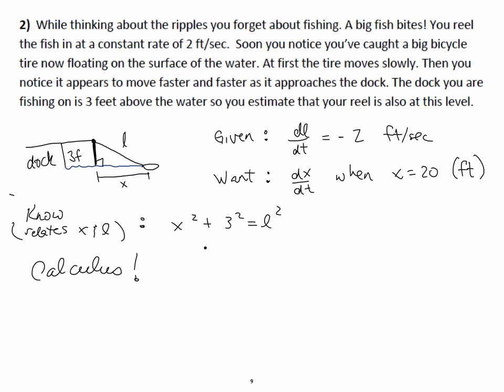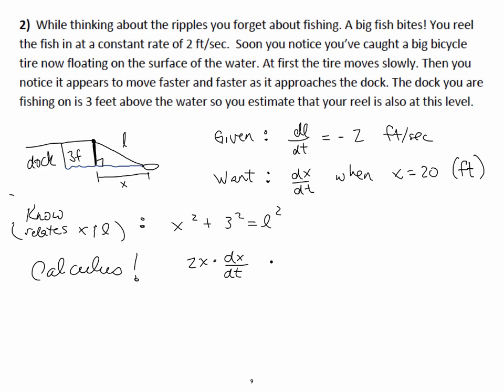So if I take the rate of change of the left-hand side, what do I get? 2x? Is that all I get? So what am I taking the rate of change with respect to? Time. So the rate of change of x squared is not just 2x. Because remember, x is changing with time. So you have to use the chain rule and multiply by the rate of change of x with respect to time.